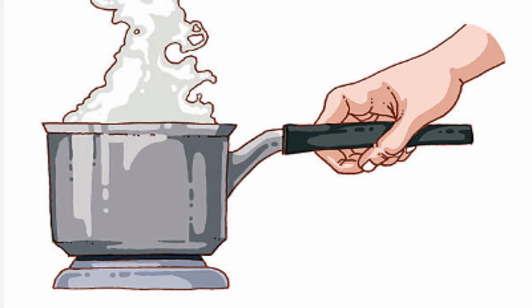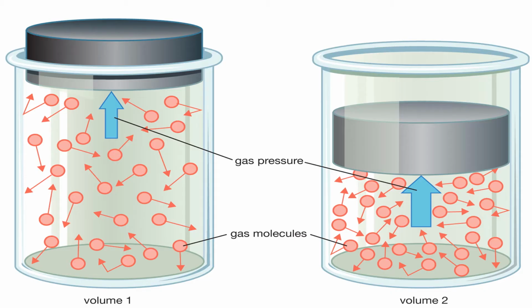If confined, the gas will expand to fill its container. When a gas is put under pressure by reducing the volume of the container, the space between the particles is reduced and the gas is compressed.